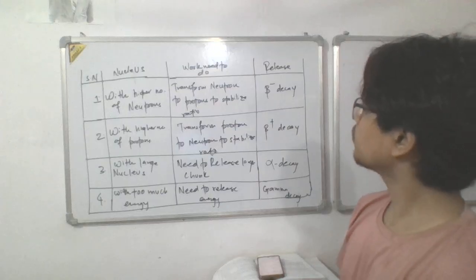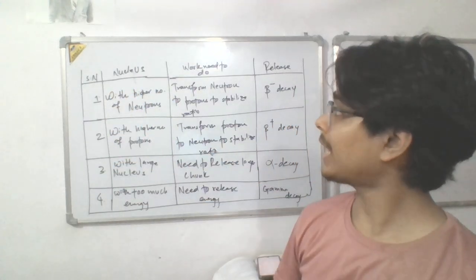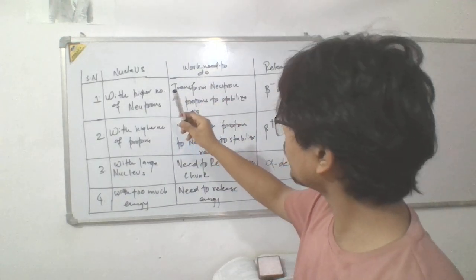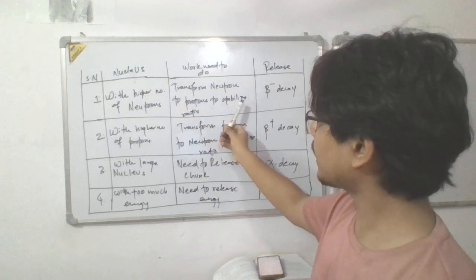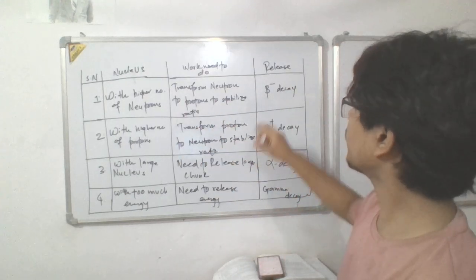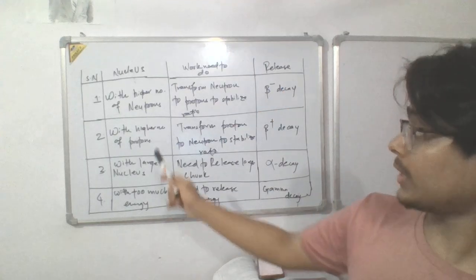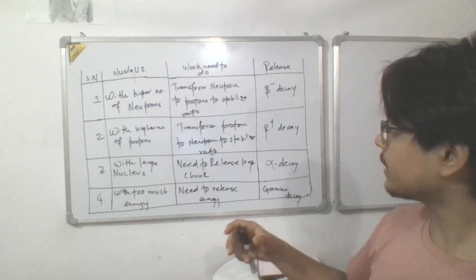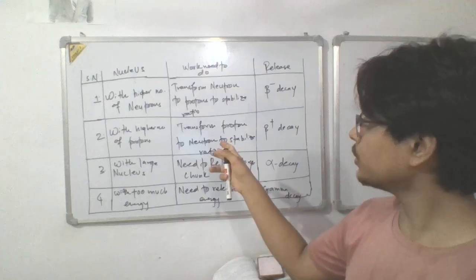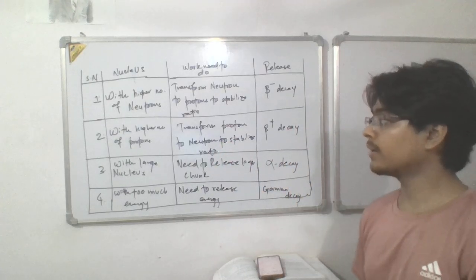Okay, so when we have a nucleus with a higher number of neutrons, it needs to transform a neutron to a proton to stabilize the ratio. In that condition, we get beta minus decay. Similarly, when we have a nucleus with a higher number of protons, it needs to transform a proton to a neutron to stabilize the ratio. That's why in that condition we have beta plus decay.